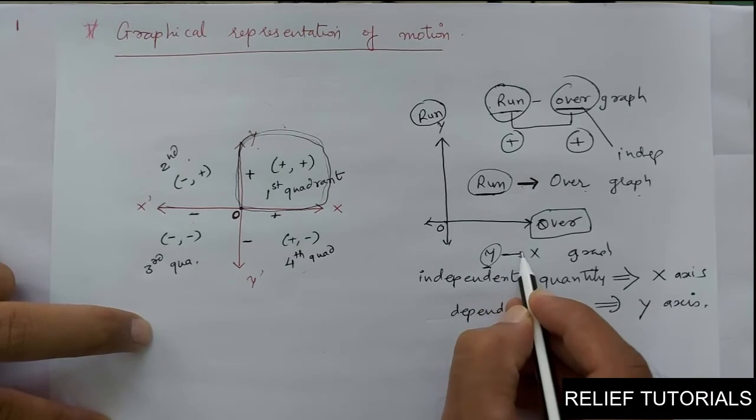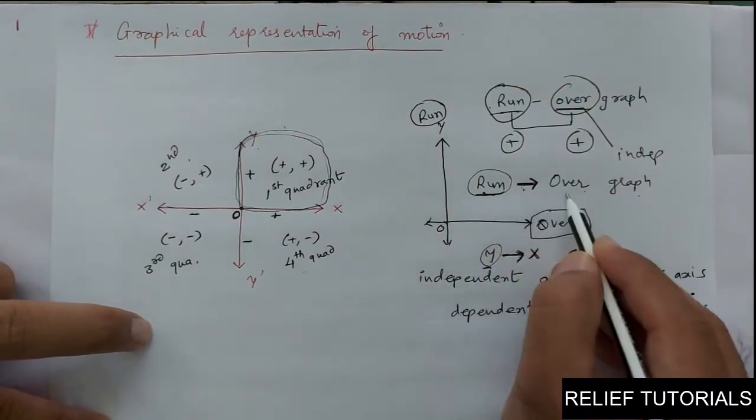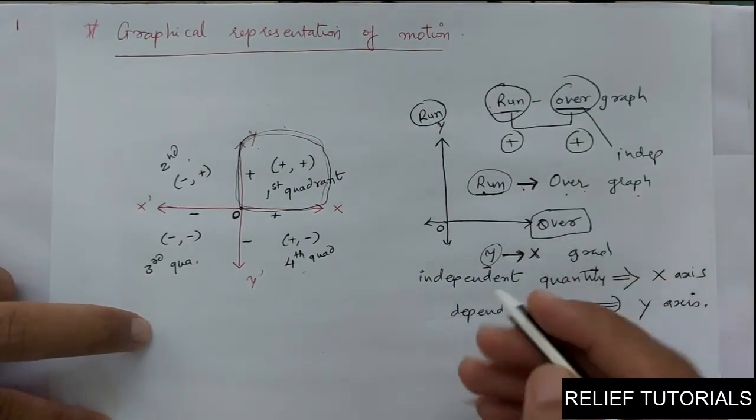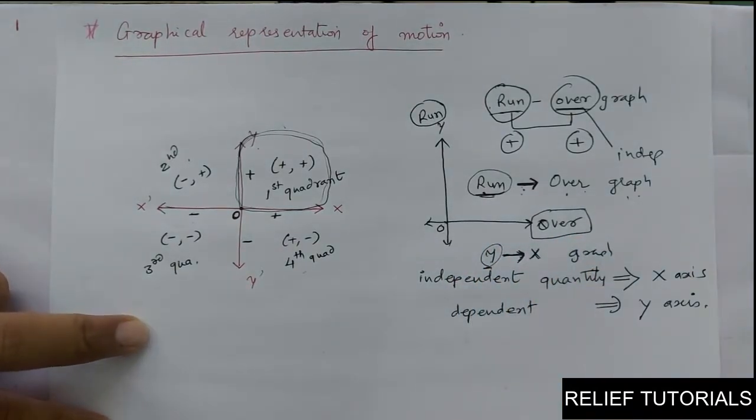See, this arrow shows the dependence, that y depends on x. So here run depends on over. So how do we speak the graph? Run versus over graph. Is that clear?